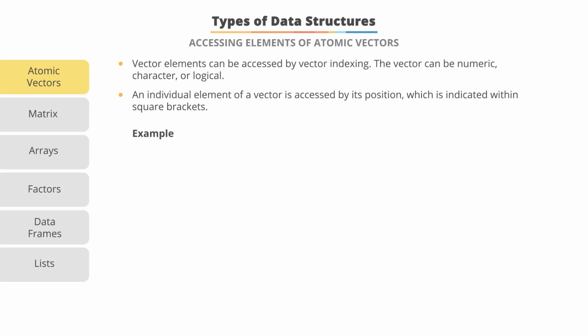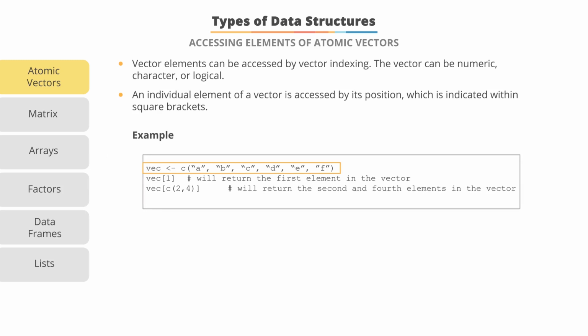So if you look at vec c(A, B, C, D, E, F), when we say vec[1], it will return the character string A. The one below that, when we say vec[c(2,4)], it will return B and D. Now, if we had used a colon, it would show B, C, and D.